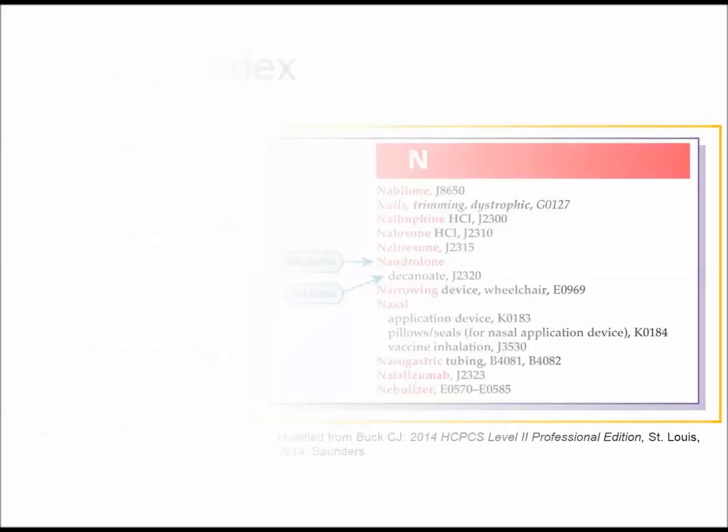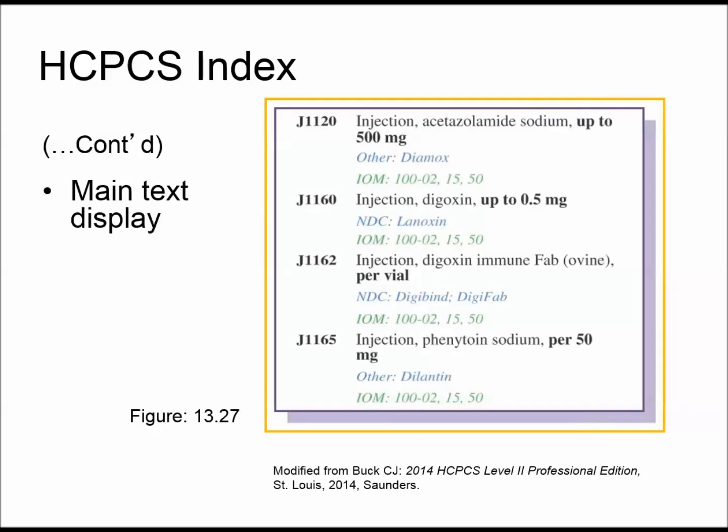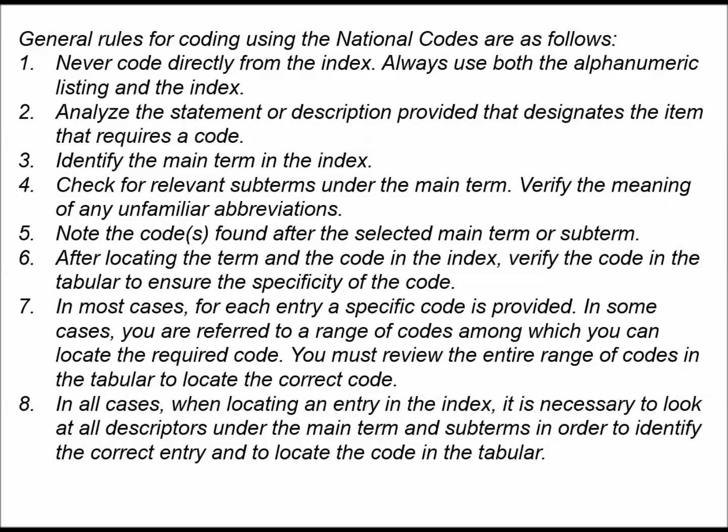HCPCS manual. Now, another thing, they're showing you the J codes for your injection, and there are rules that you need to abide by in order to locate the code in the main part of the manual. So you never code directly from the index. You always use both the alphanumeric listing and the index. Analyze the statement or description provided that designates the item that requires a code. Identify the main term in the index. Check for relevant subterms under the main term, and verify the meaning of any unfamiliar abbreviations. Note the code or codes found after the selected main term or subterms.